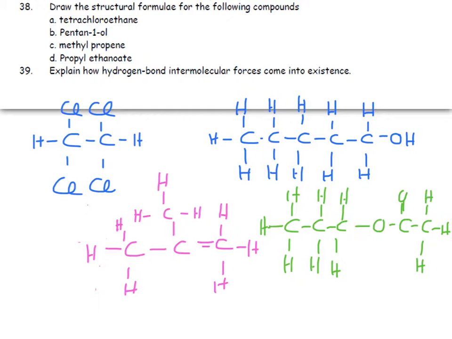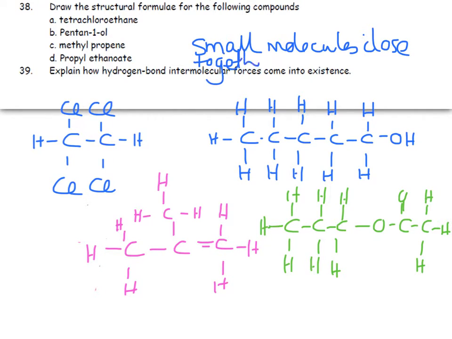Explain how hydrogen bond intermolecular forces come into existence. They are a result of small molecules close together with strong dipoles, therefore unusually high intermolecular forces.